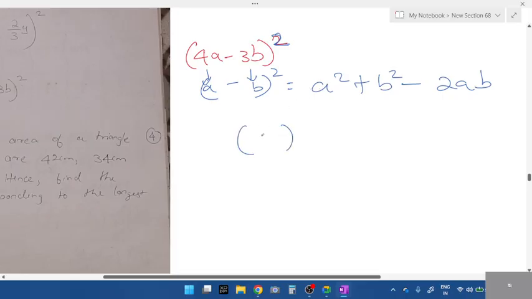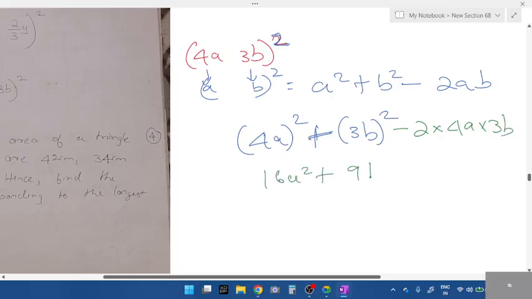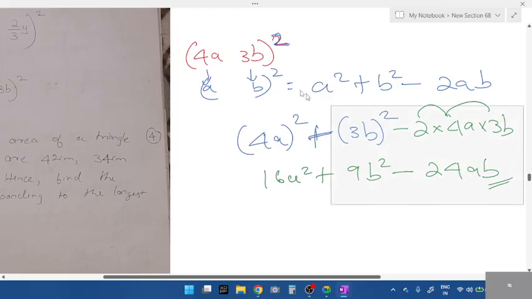Then substitute the value. (4a) the whole square plus, look here, don't take this minus sign. Ignore this minus. Imagine there is no sign. Sign is gone. Just substitute the value. Minus 2 into 4a into 3b. 16a square plus 9b square minus, 2 4s are 8, 2 3s are 6, 6 4s are 24ab. Did you all get it right? This is how you do it. 16a square plus 9b square minus 24ab.